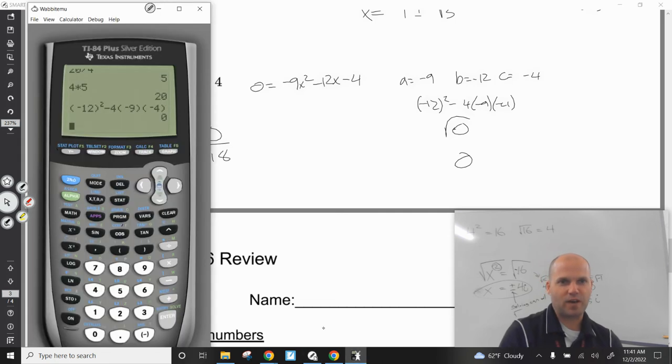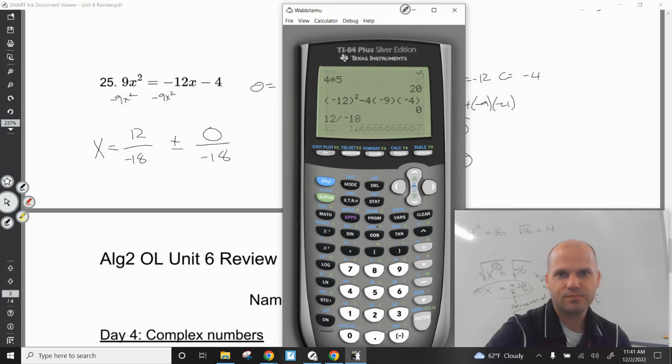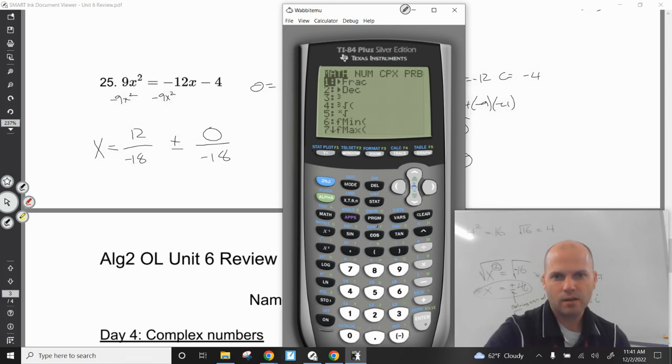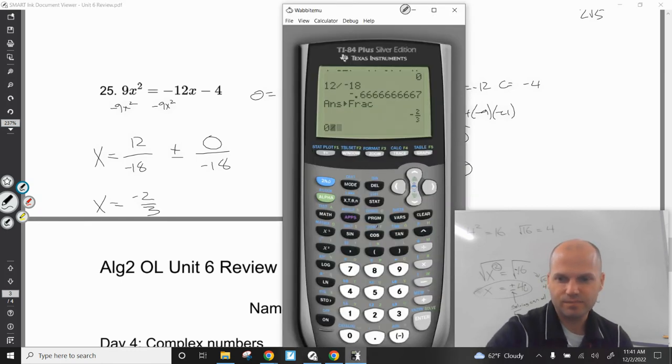Now let's simplify. What's 12 divided by -18? Math, enter. You can divide the top and bottom by 6. -2/3. What's 0 divided by -18?